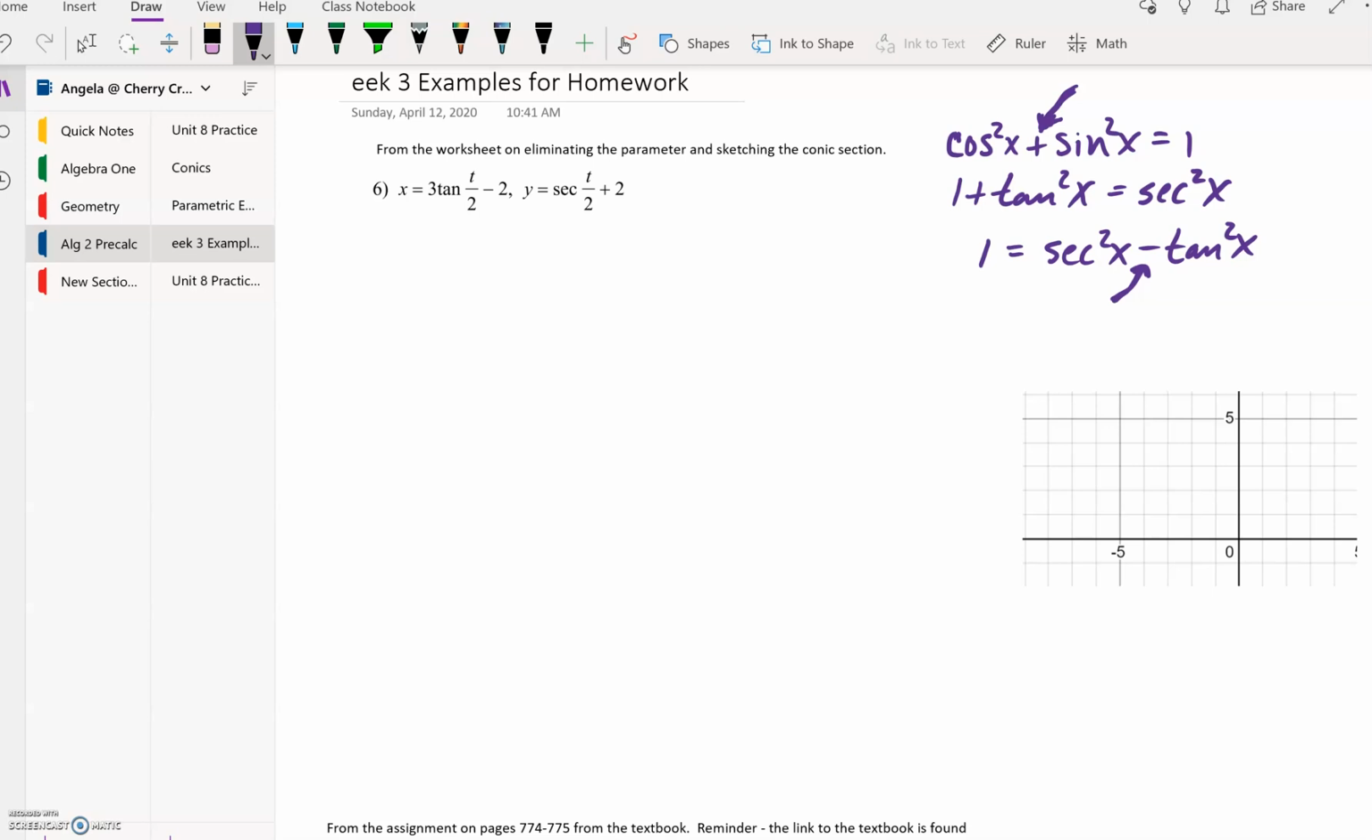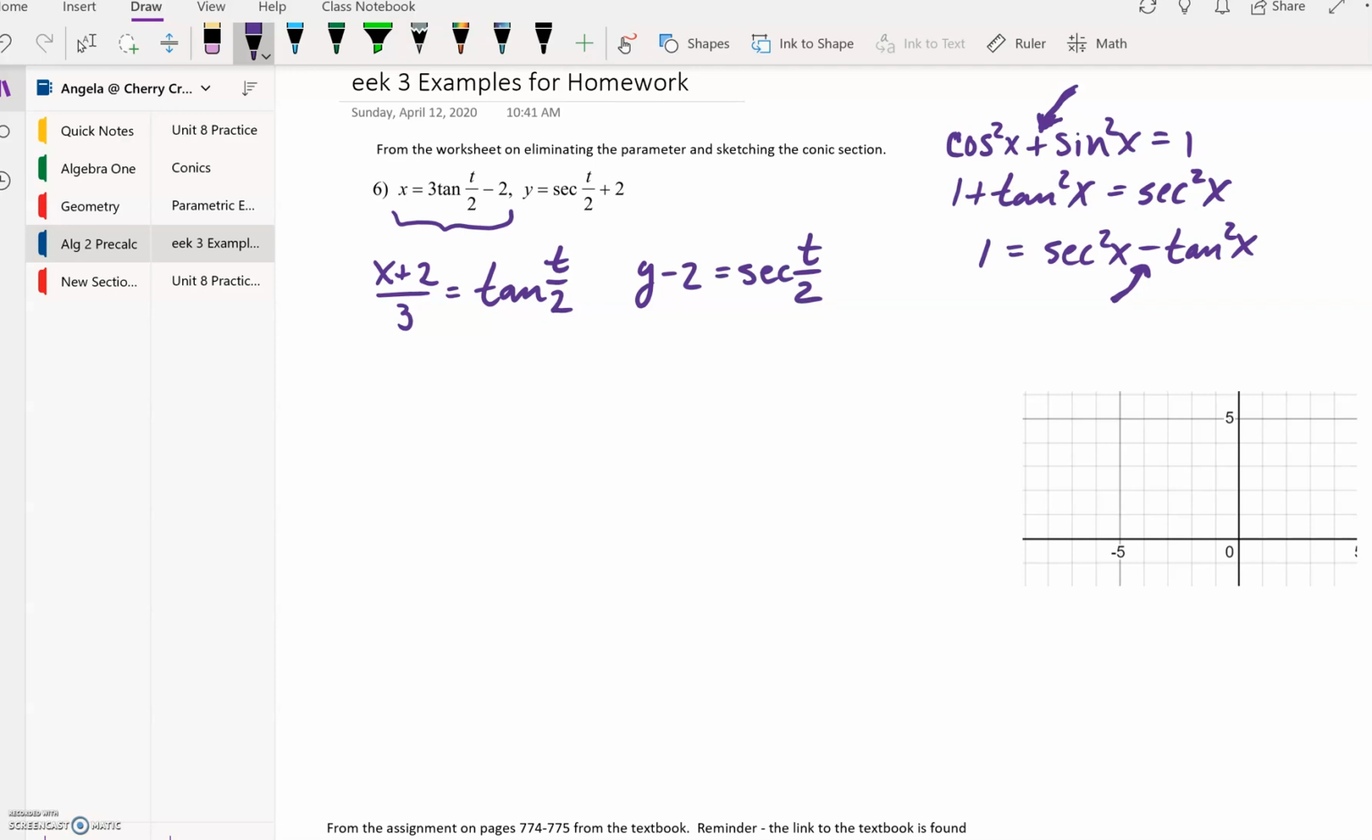So here we go. First things first, we're going to get tan of t divided by 2 by itself. From this first expression, I'm going to do some mental math: we take x, add 2 to both sides and divide by 3. So x plus 2 divided by 3 is equal to tangent of t divided by 2. And then subtracting 2 from the other side, we get y minus 2 is equal to the secant of t divided by 2.